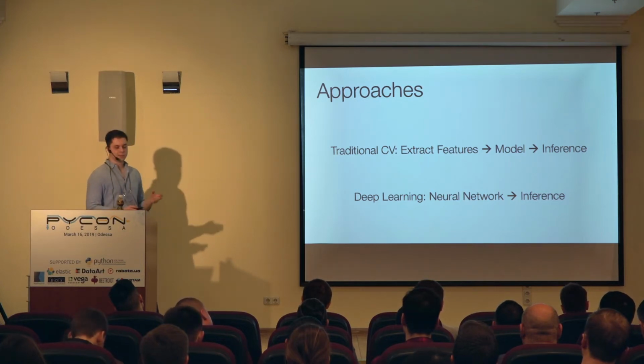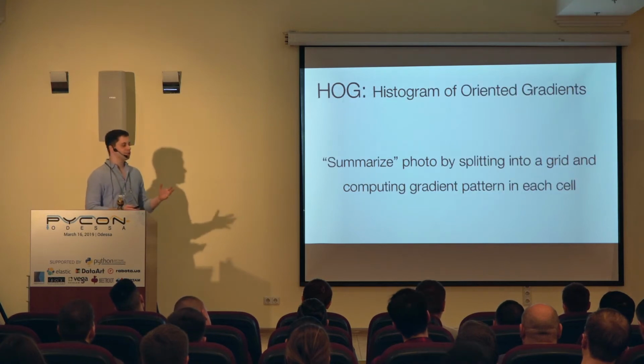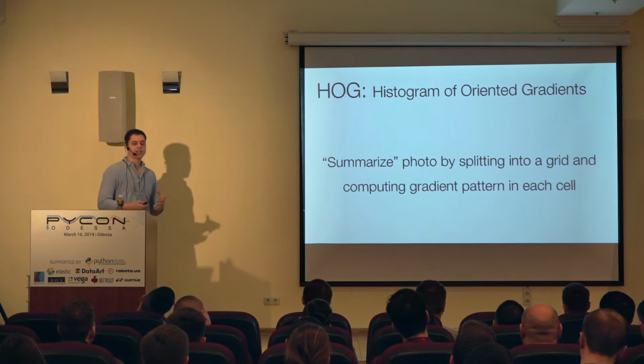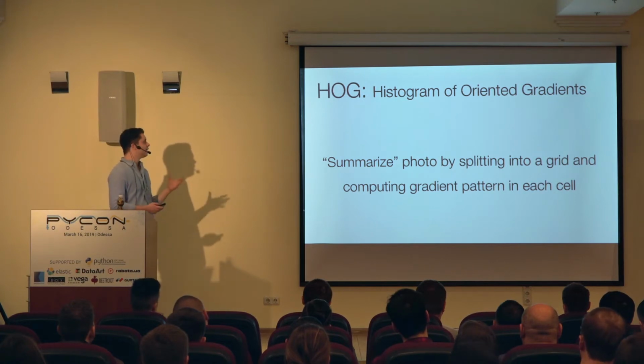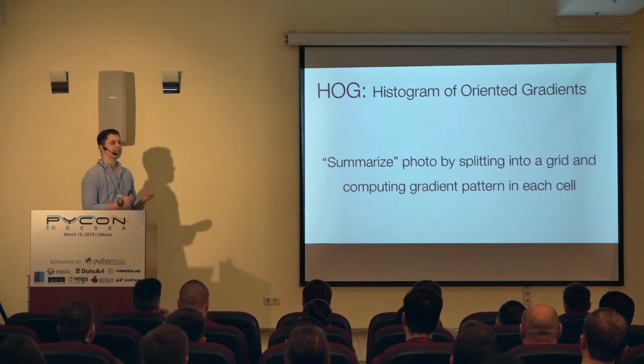So I'm going to cover a couple of examples for both to just give some motivation here. So for the traditional computer vision side, a very common technique is called HOG, which stands for histogram of oriented gradients. And the idea behind it is that you can summarize a picture by splitting the picture into small grids, and then for each of those cells, you're going to compute the gradients, which means the directions of changes in colors and things like that.